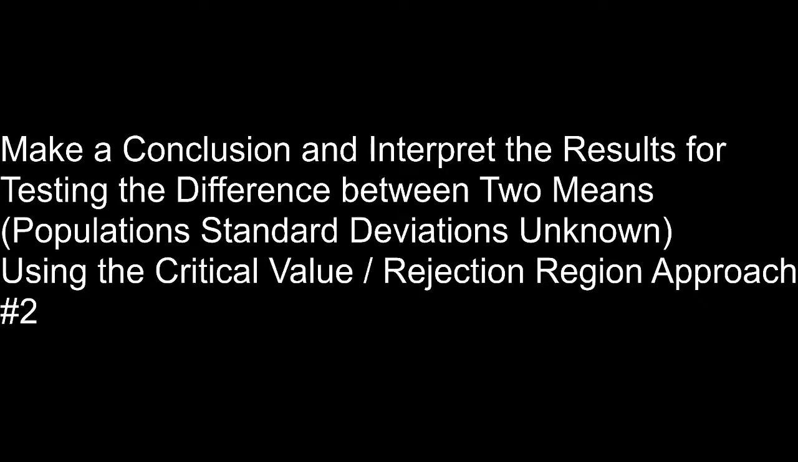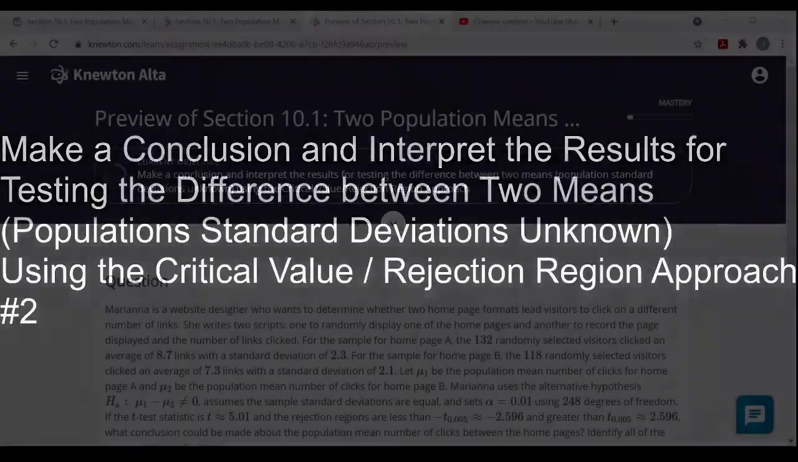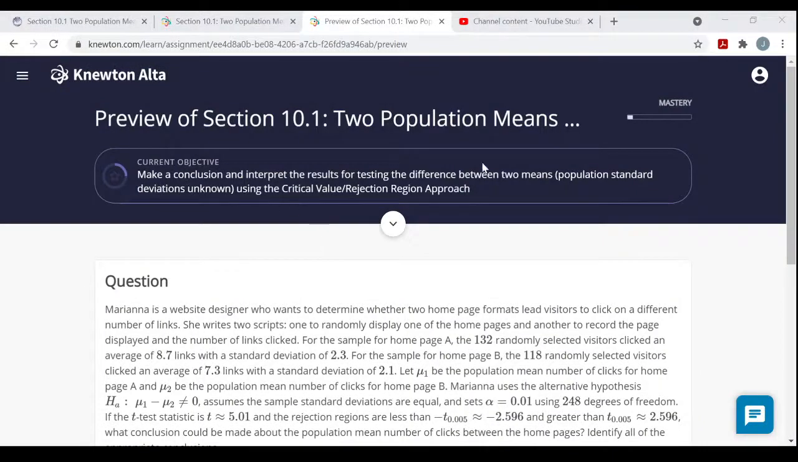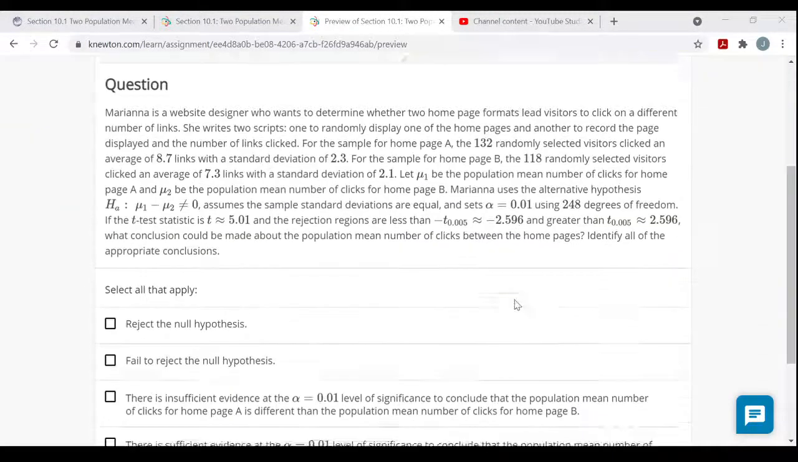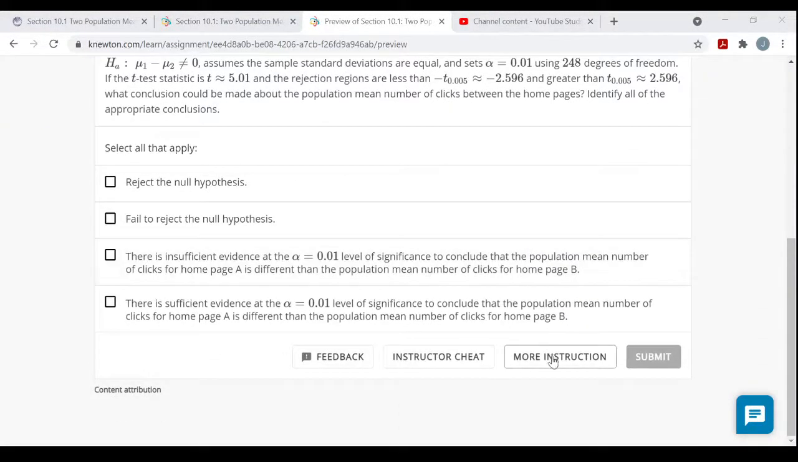And then based on that decision, what kind of conclusions can you make about the initial claim or about the alternative hypothesis? Again, if you're unfamiliar with the topic and want to see more about what they're showing you, click on More Instruction, look at their notes, their videos, their examples, and hopefully those help you.